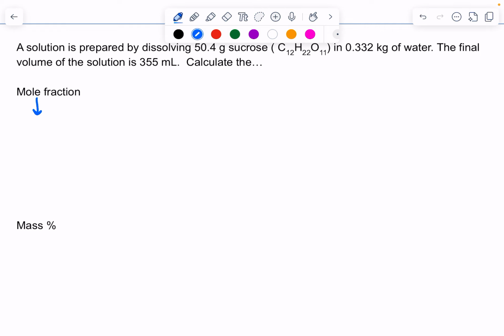Okay, I'm assuming you gave this a really good attempt now. Mole fraction is moles solute over total moles, which means moles solute plus moles solvent.